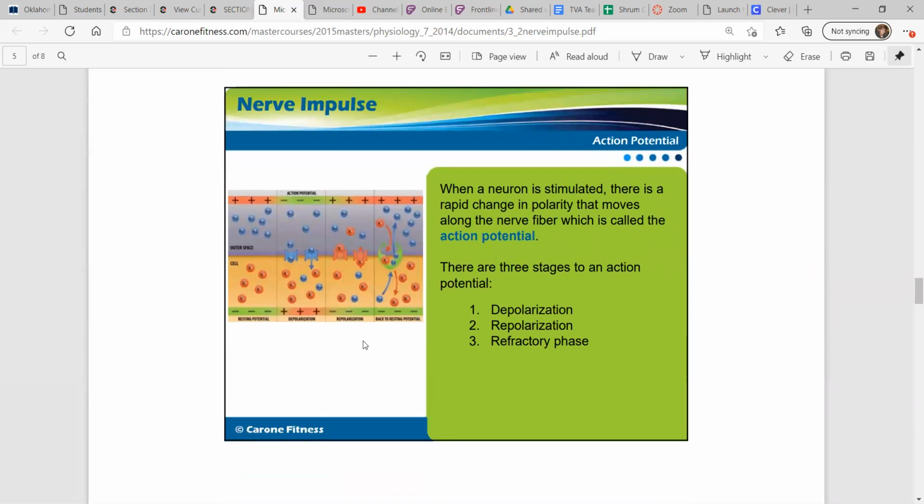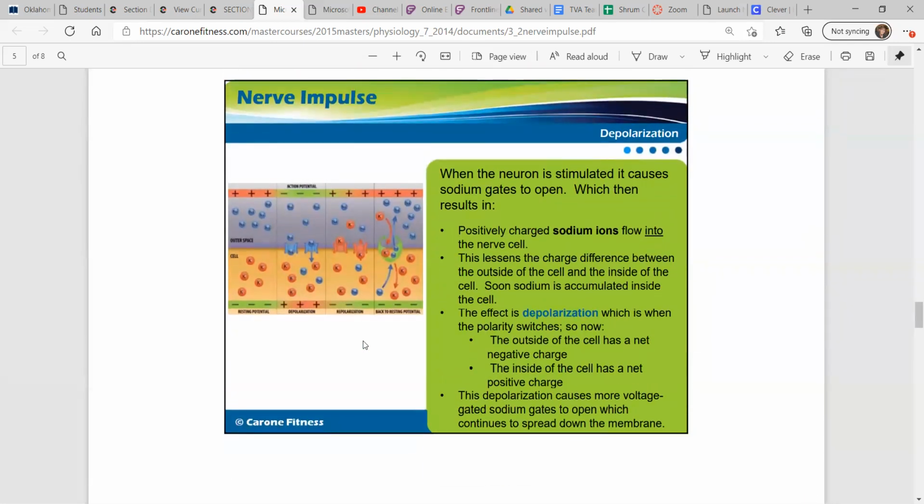When a neuron is stimulated, there is a rapid change in polarity that moves along the nerve fiber, which is called the action potential. There are three stages to an action potential: depolarization, repolarization, and refractory phase. When the neuron is stimulated, it causes sodium gates to open. And this opening of sodium gates results in positively charged sodium ions flowing into the nerve cell. So positive ions are entering the nerve cell.